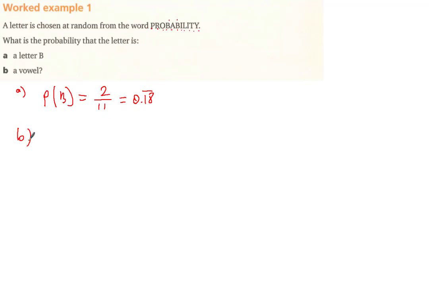The second question is, what is the probability that the letter is a vowel? So let us write here probability of the letter being a vowel. Let me remind once more. Vowels are these letters, A, E, I, O, and U. Now let us count how many of the previous letters are A, E, I, O, or U.